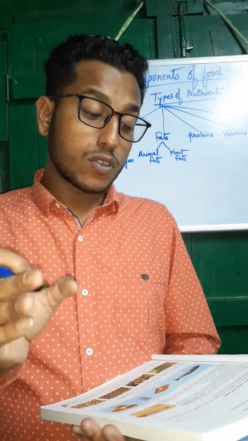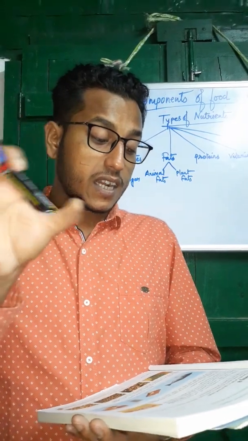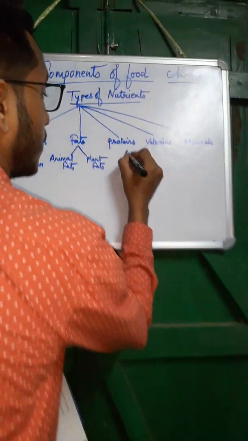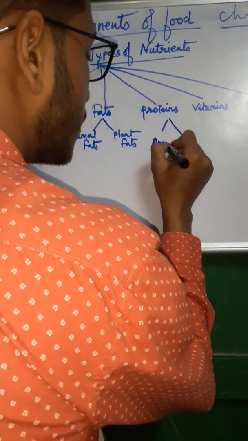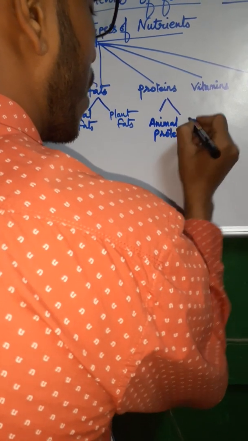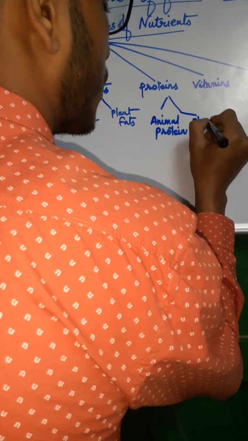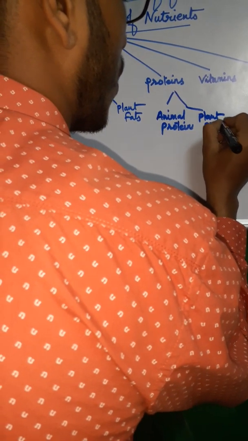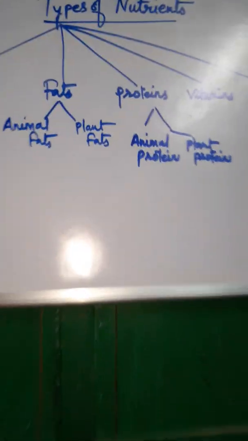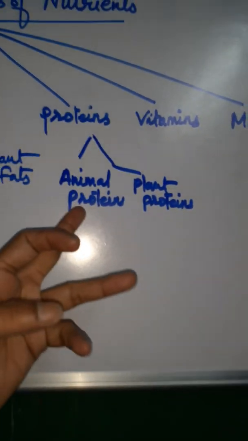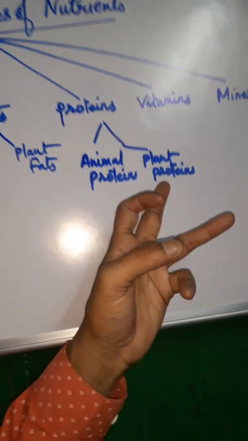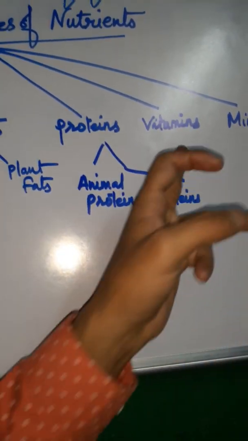On the basis of the source from which proteins are obtained, they are classified into two types: animal proteins and plant proteins. Proteins obtained from animal products are known as animal proteins, and proteins obtained from plant products are known as plant proteins. Now we'll go for vitamins.